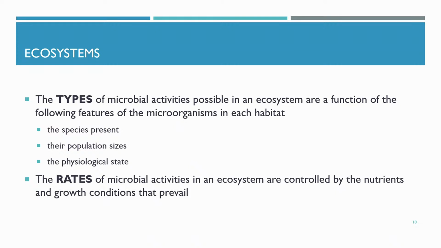And then it also includes the rate of microbial activities in an ecosystem, and that's controlled by the nutrients and the growth rates and those conditions that prevail in that environment. So with types, we have basically which organisms are actually there, their population size, is there an environmental stressor present. But then in an ecosystem, we also have to consider the rate. So who is doing what and for how long and when, and all of that is controlled by the surroundings and what nutrients are available. And so the abiotic features can impact the biotic features.